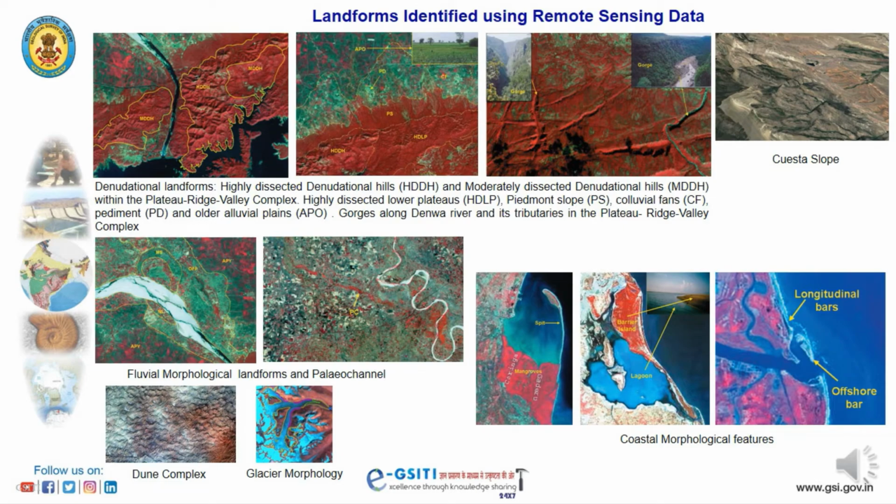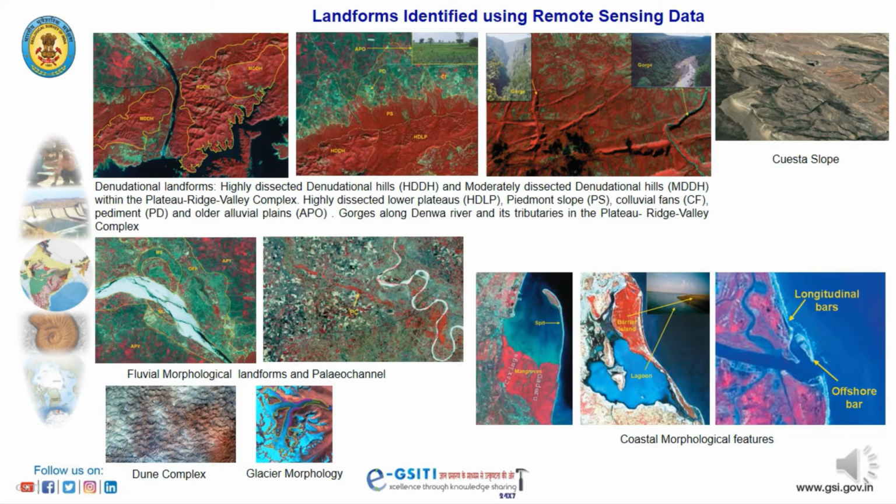Interpretation of landforms. Landform features are identified using various satellite imageries. Denudational landforms, which involve highly dissected denudational hills, moderately dissected denudational hills, plateau, ridge valley complex, piedmont slope, colluvial fans, gorges, ridges, are clearly identified using satellite imagery.